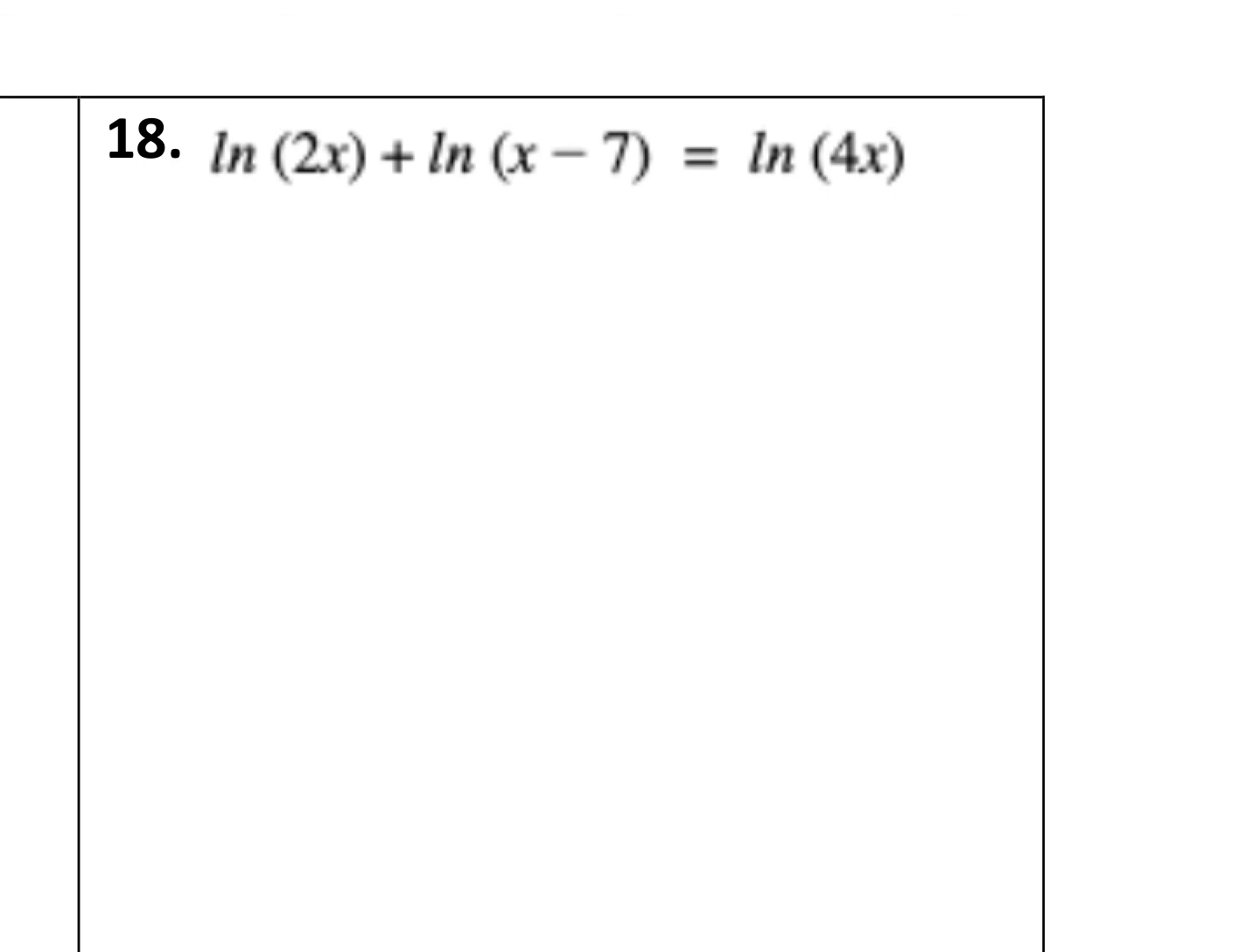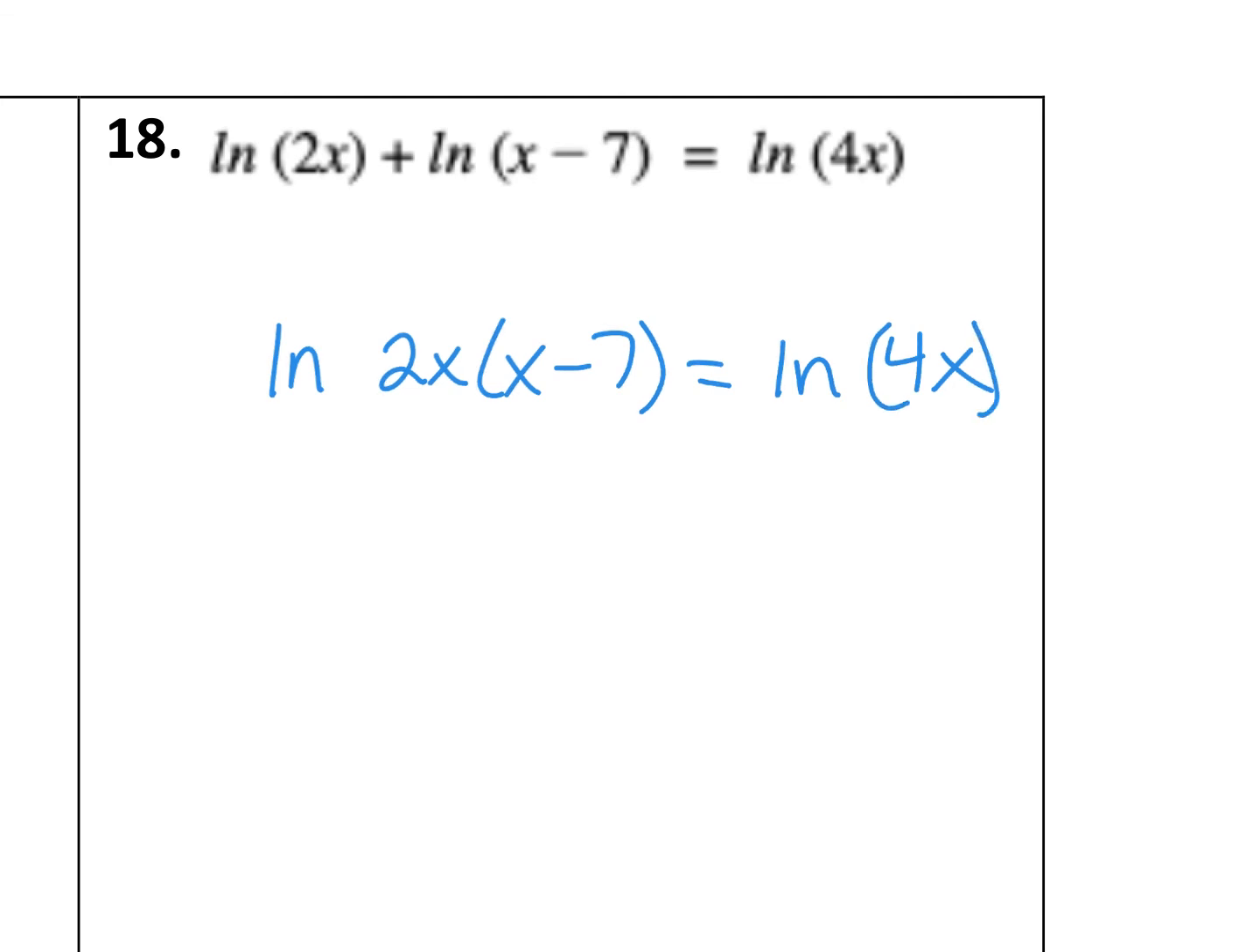Do we see natural logs on both sides here? Uh-huh. So is this going to work the same way as what we just did? Yeah, but we just need 1 log on each side. Do we have that? No. What do we have? 2. We have 2 on one side, so what do we do about it? Multiply them, because it's a plus sign, right? So this is going to be natural log of 2x times x minus 7 equals natural log of 4x. Now what?